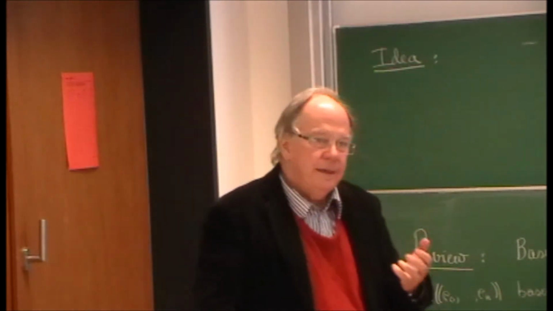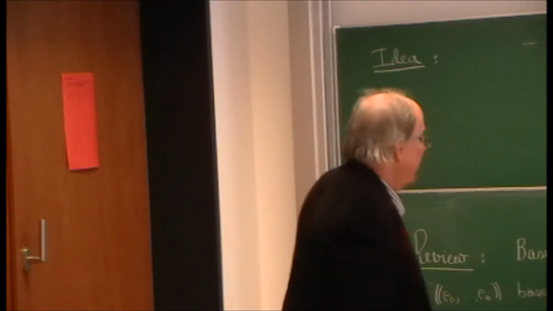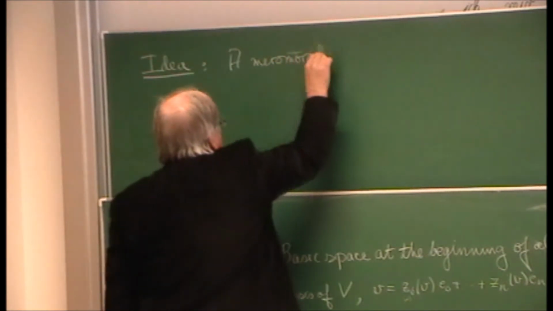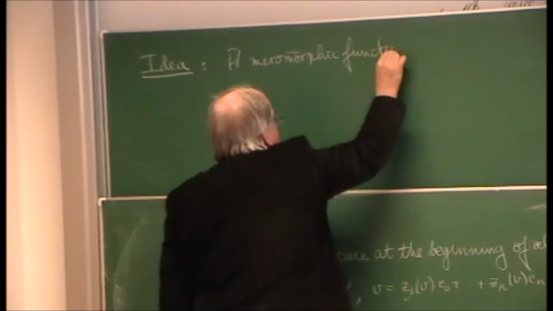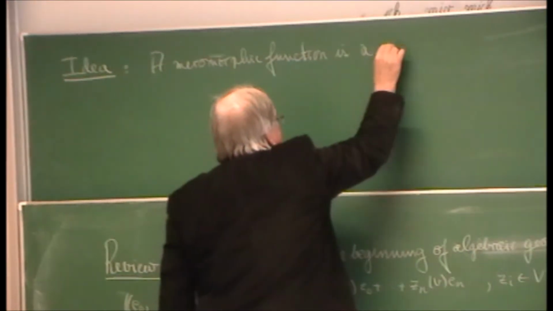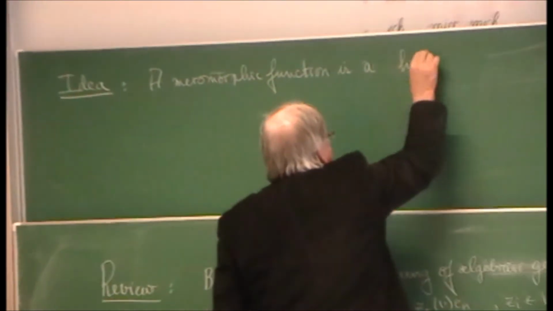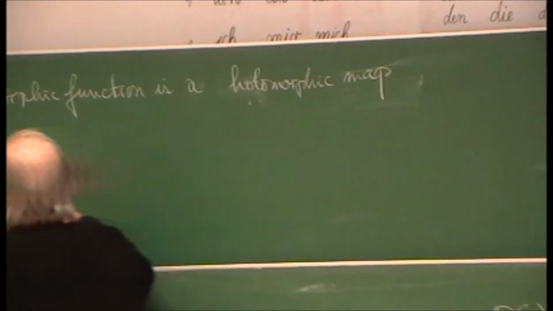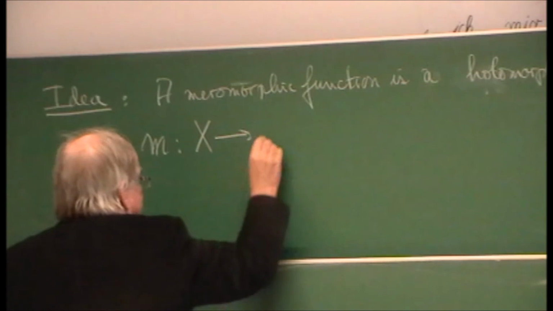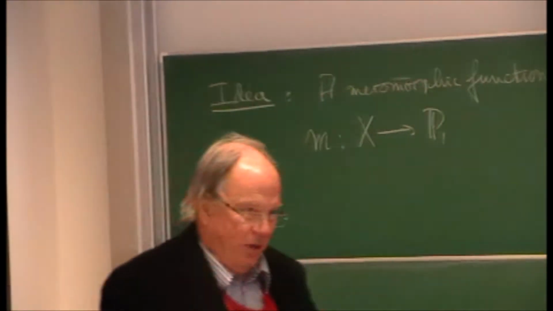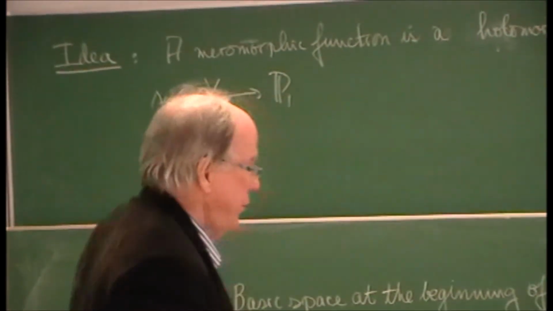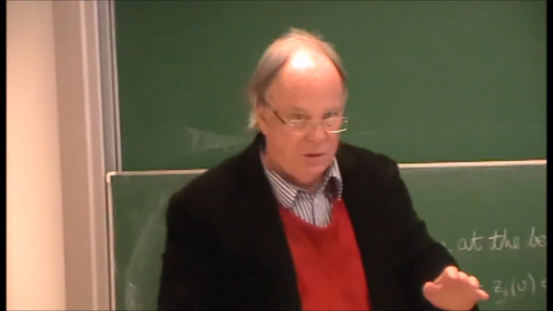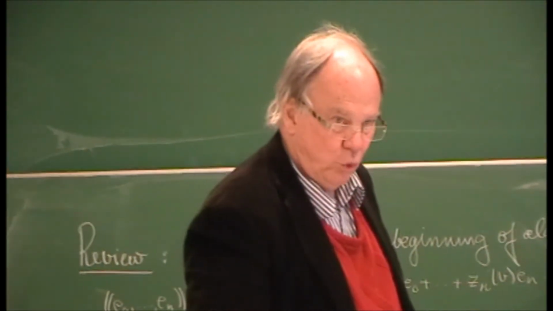Okay, an idea which I think is a fundamental idea, and I don't know how to attribute this idea to somebody, is that in dimension 1 a meromorphic function is a holomorphic map, let me call it by the same letter, M from X to P1. Now I'm going to be a little bit careful with the notation. I'm going to put a half arrow here because there are some very interesting things that happen in higher dimensions. But let's first talk about it in dimension 1.